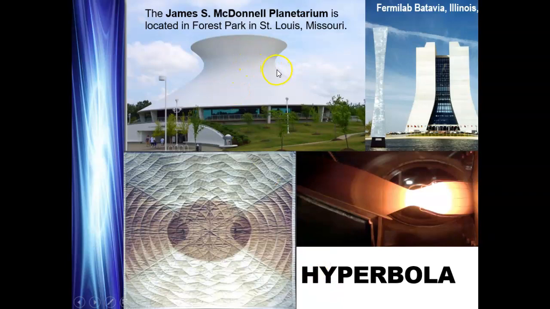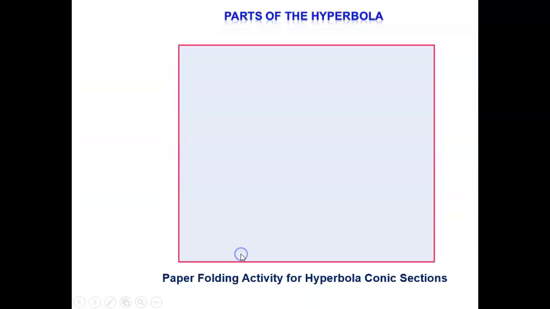We have the McDonald Planetarium in St. Louis, Missouri. The whole building has hyperbolas on both sides. The Fermilab has a whole bunch of hyperbolas all over the place, from the glass to the outside of the building to a lot of statues around it. So those are kind of fun.